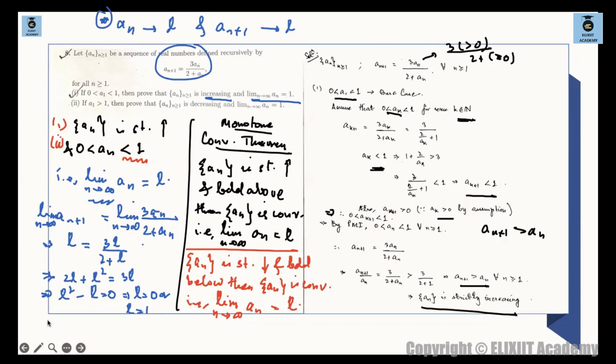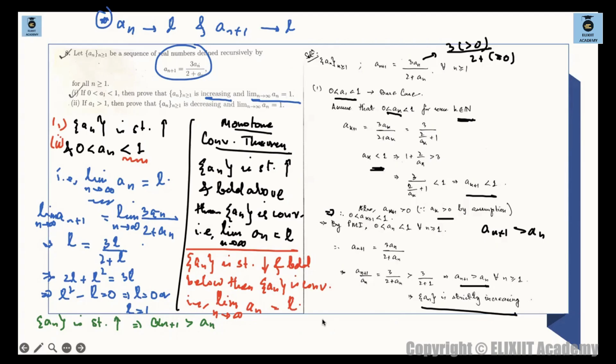See over here that the sequence was a strictly increasing sequence. AN is strictly increasing, we know this. Strictly increasing means we just proved that AN plus 1 is more than AN. By definition, AN plus 1 is strictly more than AN, right? Fine with this?